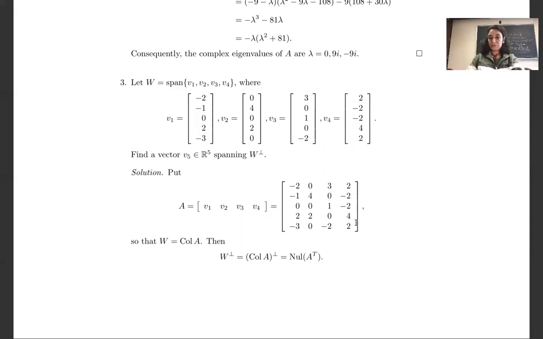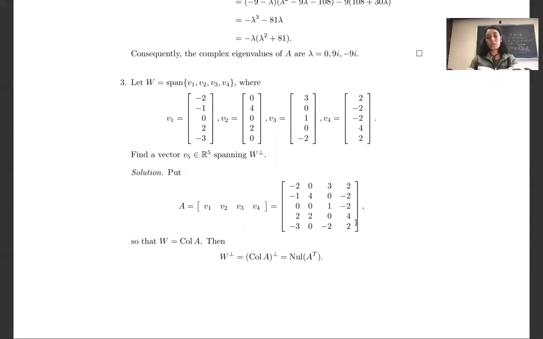So we have some vectors. We have four vectors here, which are given in R5 because they have five entries. And we have a set which is defined as the spanning set of these four vectors. And the question is, find a vector which is in W perp.